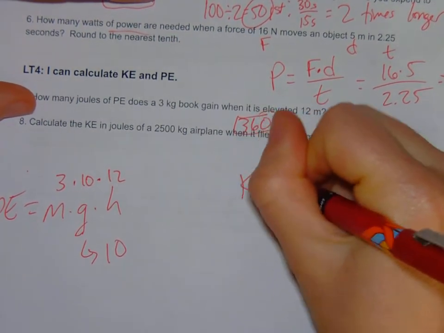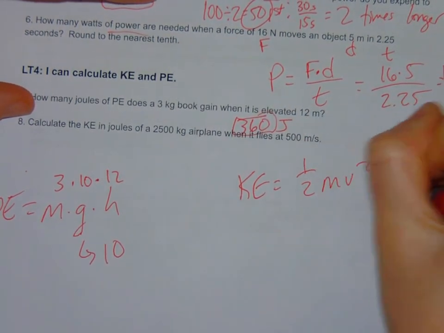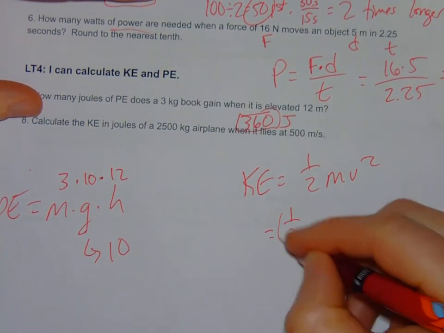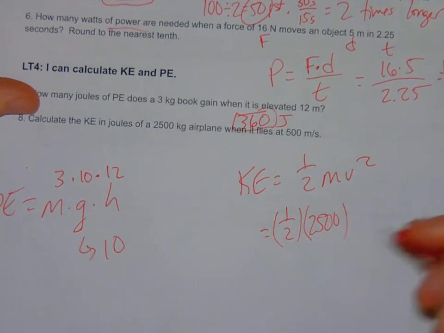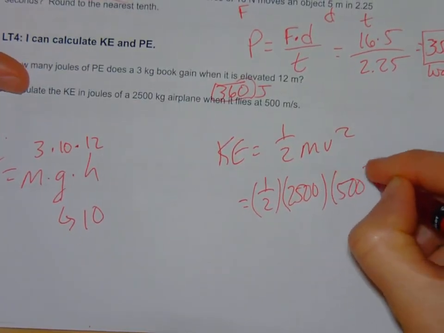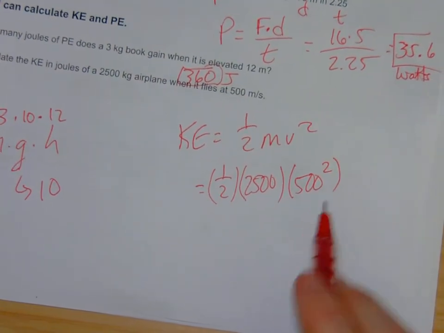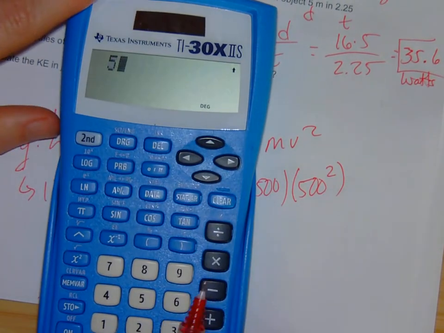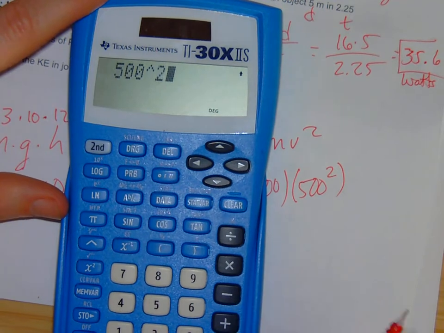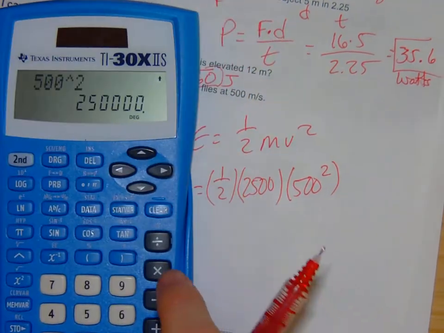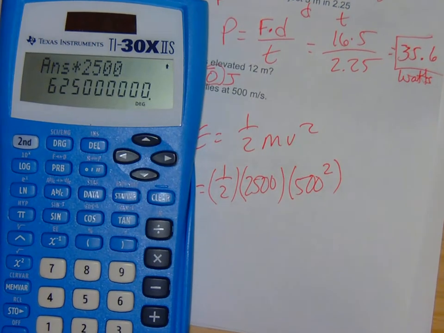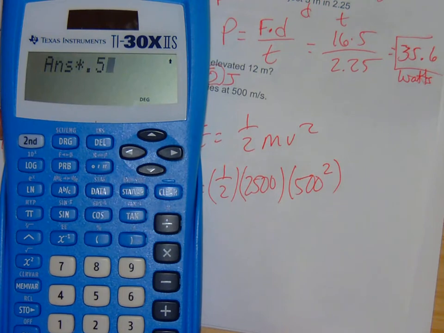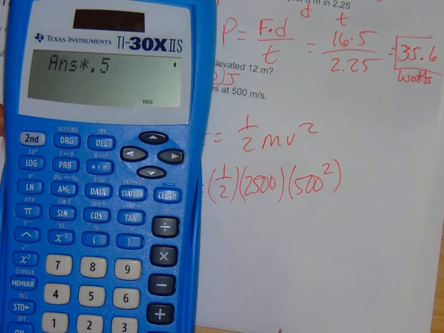Number 8, kinetic energy. Kinetic energy, remember, is 1/2 mv squared. So we're looking for the kinetic energy where we have half the mass, which is 2,500 for this airplane, and the velocity is 500 squared. Number 1 mistake, you only square the velocity. That has to happen first. So we're going to go 500, caret 2, and hit enter. Then we multiply it by 2,500, and then it's going to be half of that. So I just always go times 0.5. You could divide it by 2, however you want to look at that.